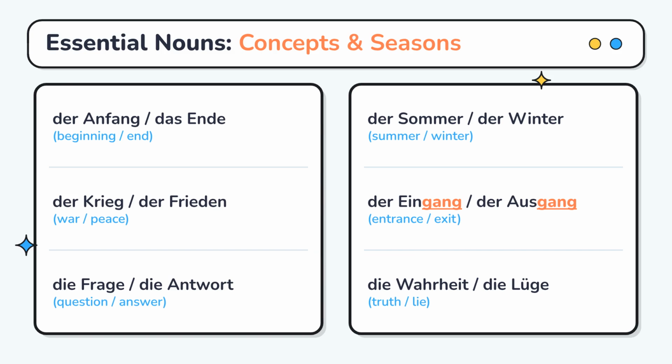Der Anfang und das Ende. The beginning and the end. Der Krieg und der Frieden. War and peace. Die Frage und die Antwort. The question and the answer. Der Sommer und der Winter. Summer and winter. Der Eingang und der Ausgang. Entrance and exit. And die Wahrheit versus die Lüge. The truth and the lie.